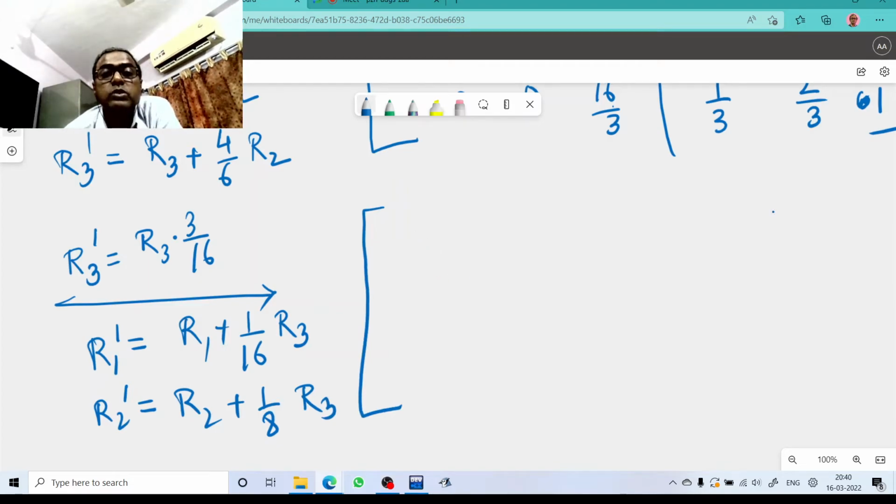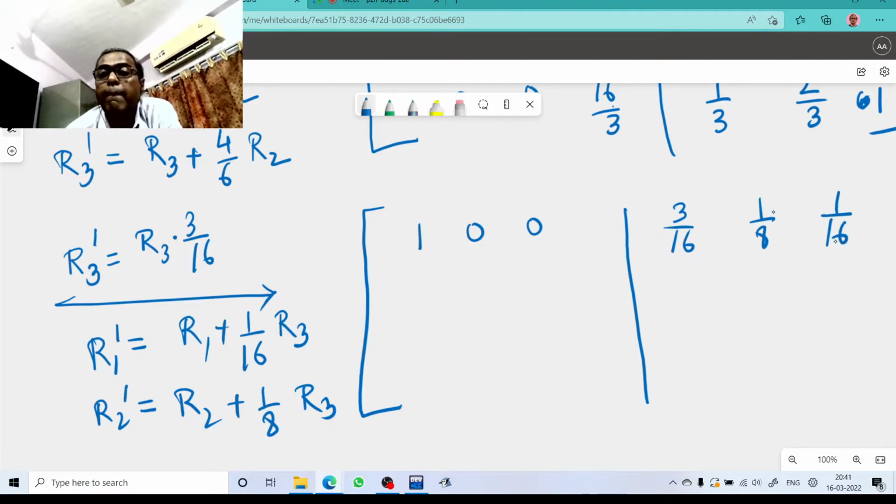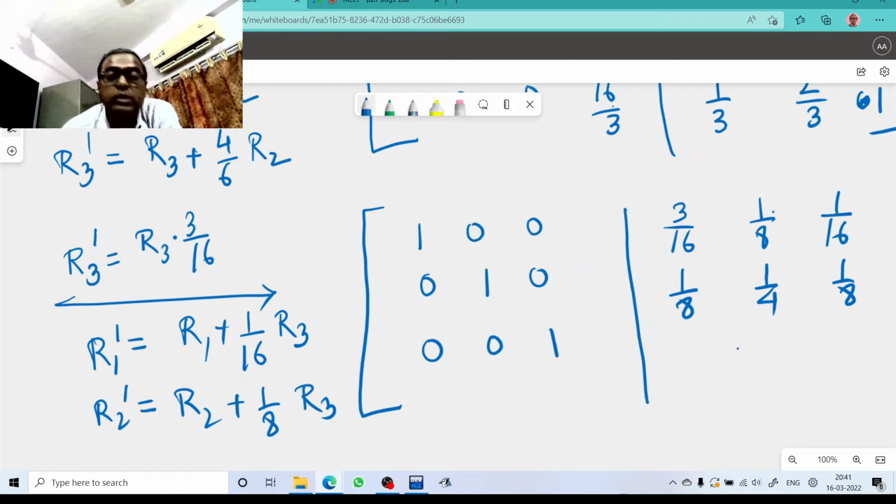So we get 1 0 0, 3 by 16, 1 by 8, 1 by 16; 0 1 0, 1 by 8, 1 by 4, 1 by 8; 0 0 1, 1 by 16, 1 by 8, 3 by 16.